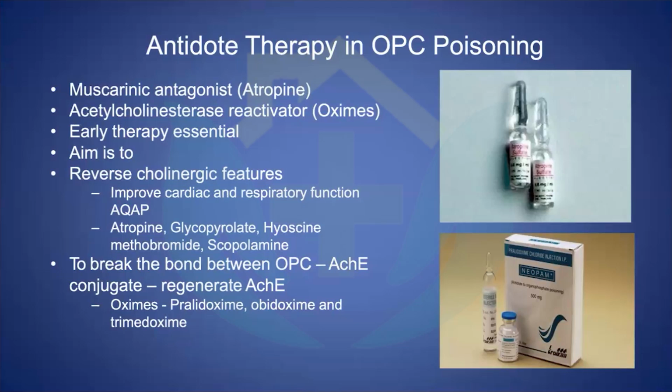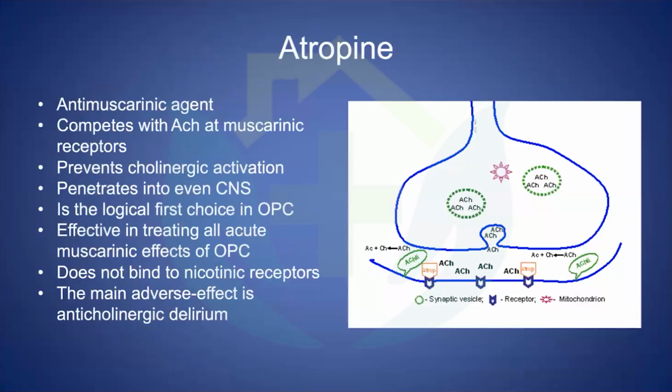Oximes break the bond between organophosphorus and the acetylcholinesterase conjugate and regenerate the acetylcholinesterase. Here the oximes are pralidoxime, obidoxime, and trimedoxime, which can be used, but the newer guidelines also do not strongly recommend oxime use.